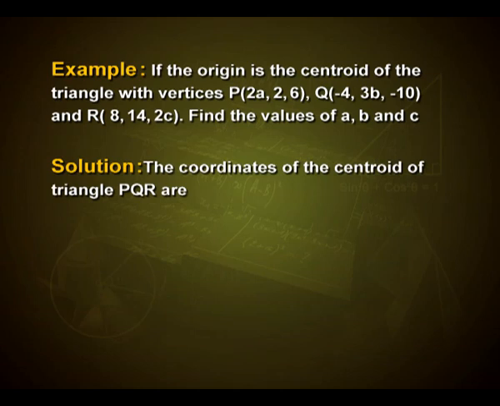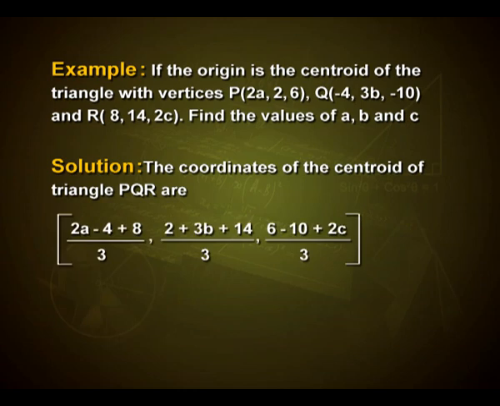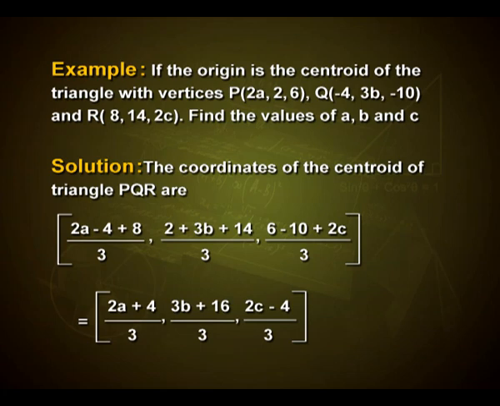So, the coordinates of the centroid of a triangle PQR are ((2a − 4 + 8)/3, (2 + 3b + 14)/3, (6 − 10 + 2c)/3), that is ((2a + 4)/3, (3b + 16)/3, (2c − 4)/3).